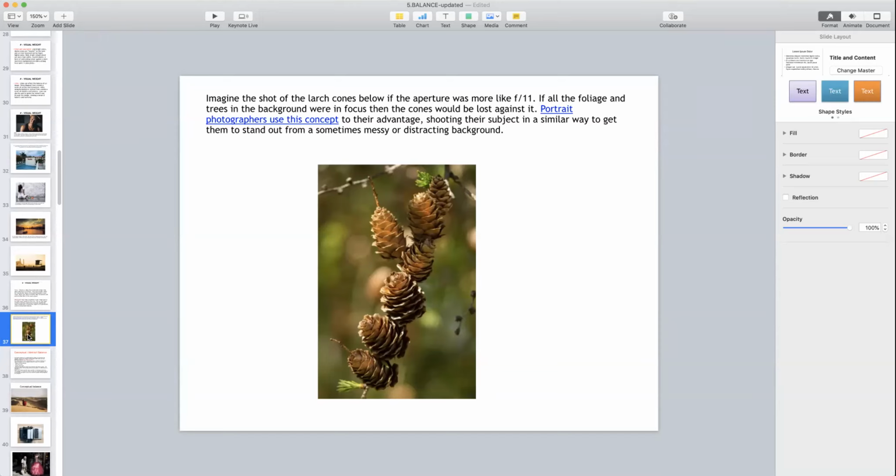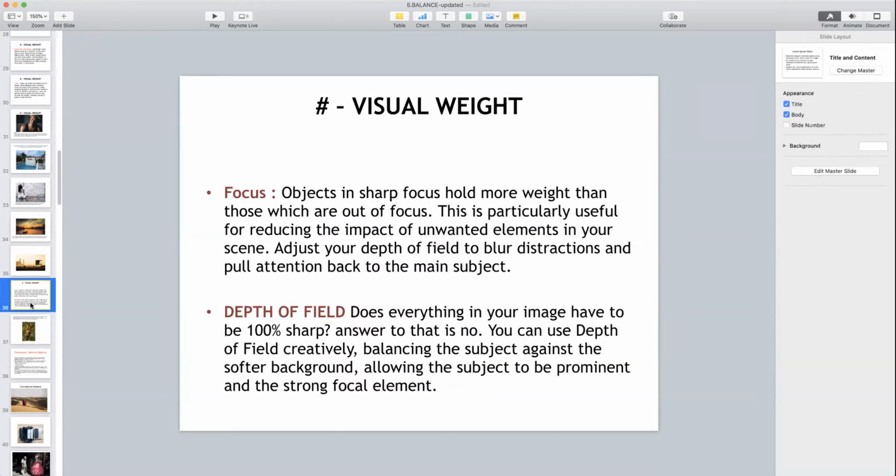Like this image is a much better image. Why? Because the background is made out of focus. All the greenery is out of focus. So to give more weightage, sometimes you use depth of field, which means focus and hence depth of field.